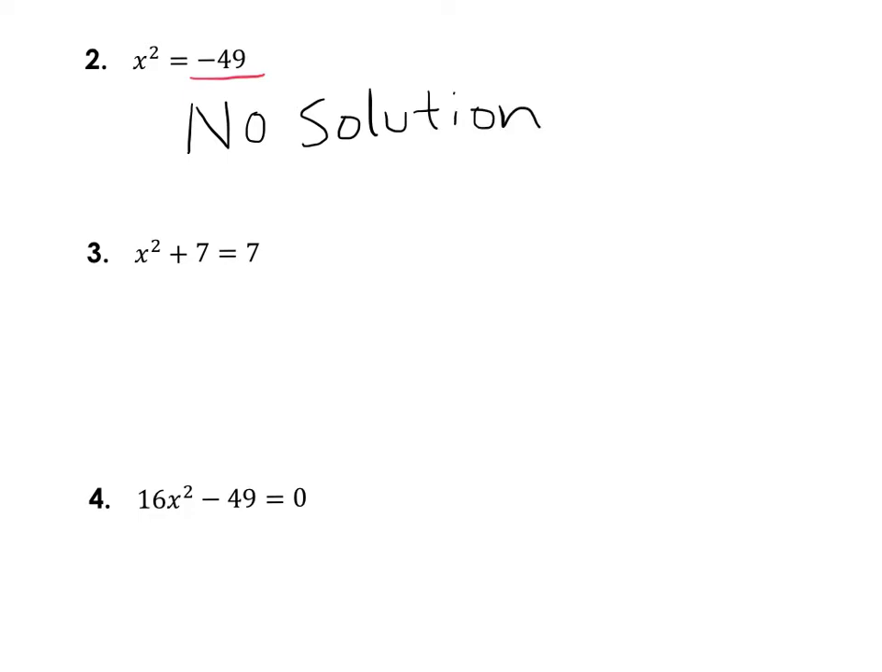Okay, how about number 3? If you look at number 3, you have x squared plus 7 equals 7. If we look back at the previous examples, in each of those, the x squared term was isolated. In this example, the x squared term is not isolated, so we need to do that. We need to subtract 7 from both sides, and I'll end up with x squared equals 0. So now at this point, I could think about what number raised to the second power is 0, and that will give me x equals 0. We only have one solution for this equation.